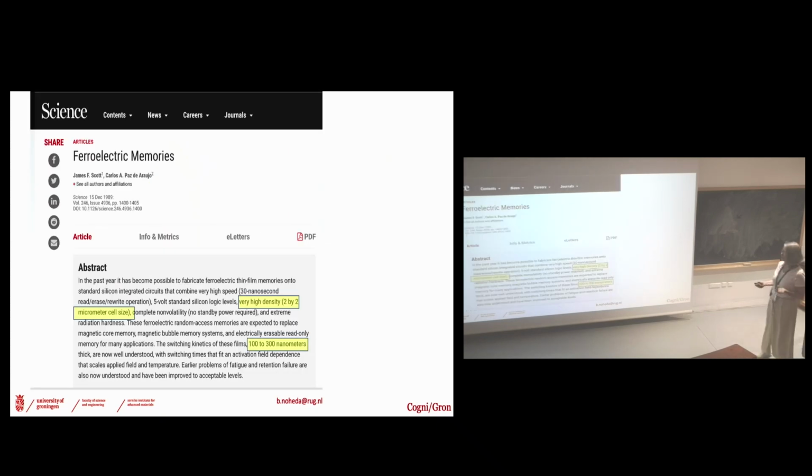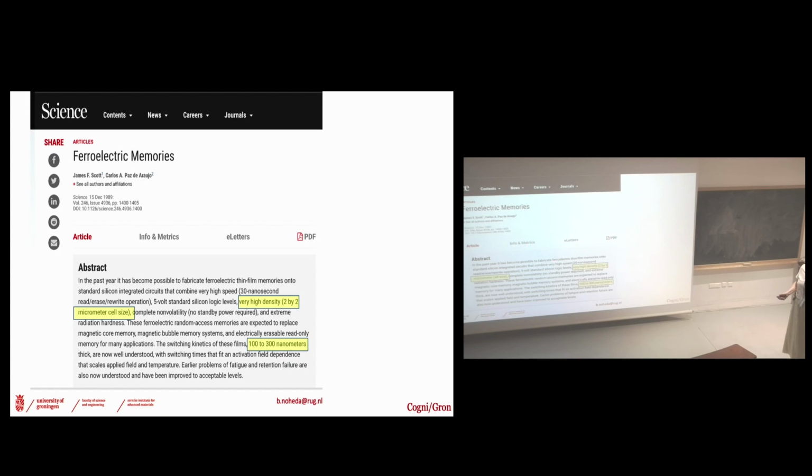So ferroelectric memories were interesting. For many years, the field of ferroelectrics was actually studying how to create smaller and smaller ferroelectrics, because this is what you need when you want to integrate this in microelectronics. And ferroelectric memories made a lot of headlines. You have, for example, this paper in Science in 1989, showing all the progress that was done until this moment. They achieved thin films of ferroelectrics that were switchable with thicknesses of 10 to 300 nanometers. That was a record at that time, and very high densities of 2 by 2 microns in cell size.